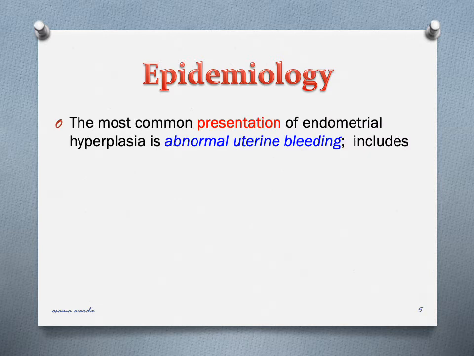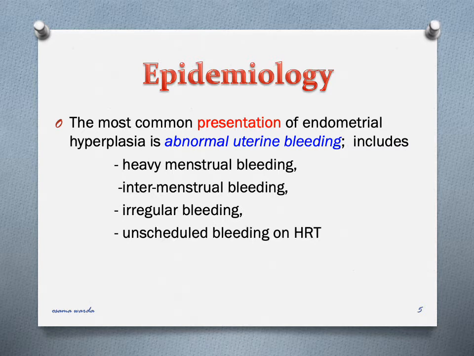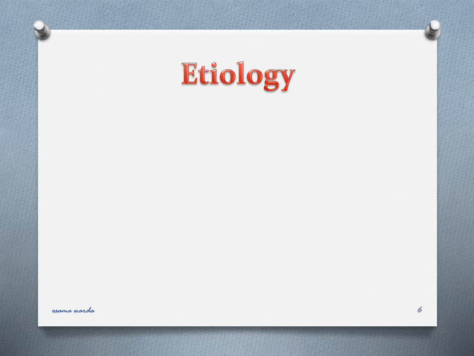The most common presentation of endometrial hyperplasia is abnormal uterine bleeding. It may be in the form of heavy menstrual bleeding, intermenstrual bleeding, irregular bleeding, unscheduled bleeding on hormone replacement therapy, or it may be a postmenopausal bleeding.